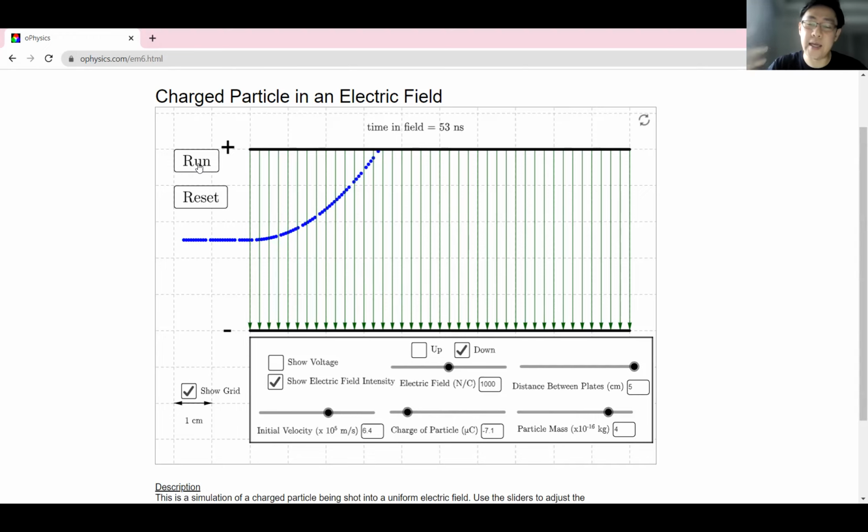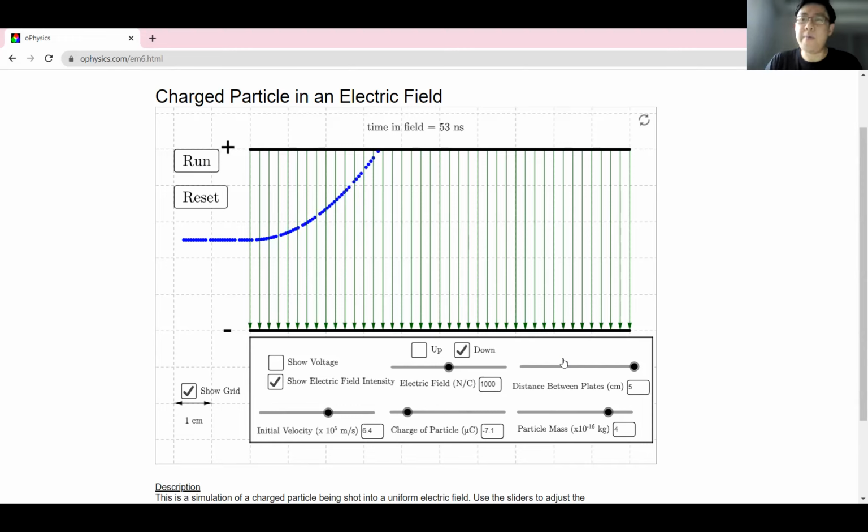Between what is happening in the electric field and what is happening in the gravitational field, they're both having pretty much the same mechanics, except the underlying force right here is from the electric field instead of the gravitational field. That's all. Cool. This is a very good one.